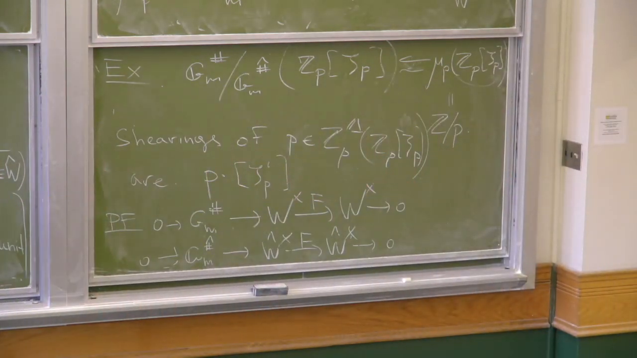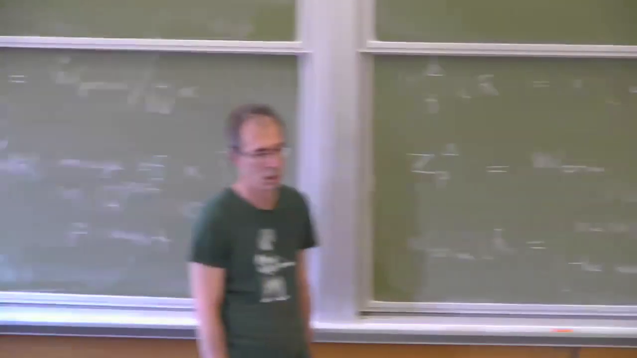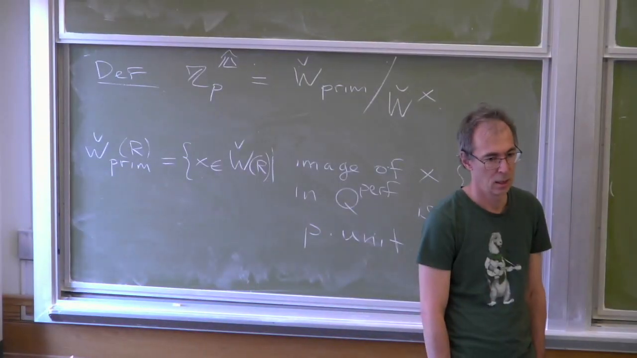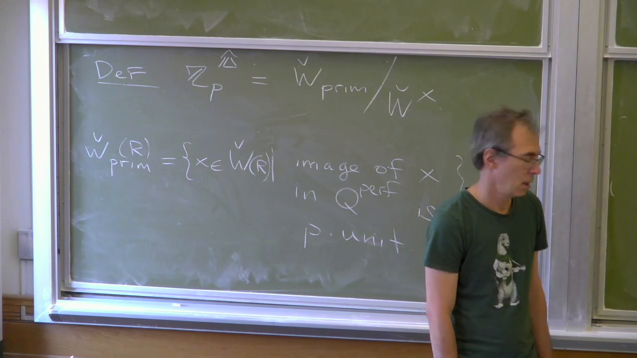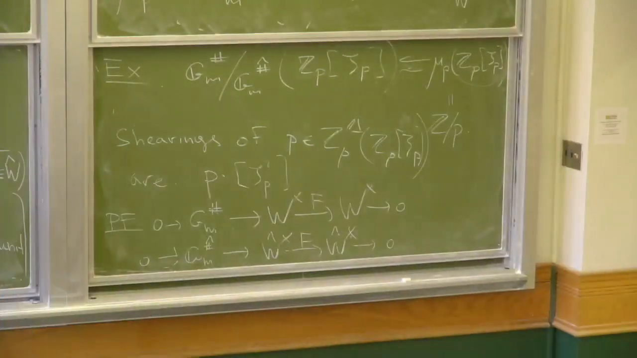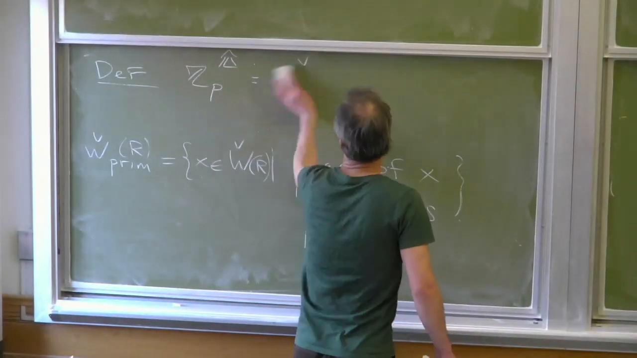So far in this sketch of the proof you explained that some things are zero, some torsors are trivial, and so on. But eventually, where does this come from? Okay, so here is a concrete statement.